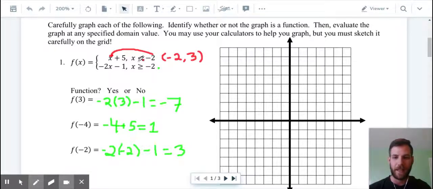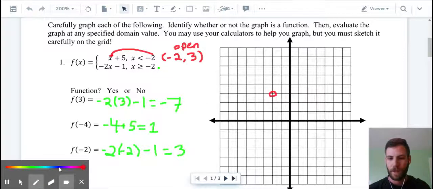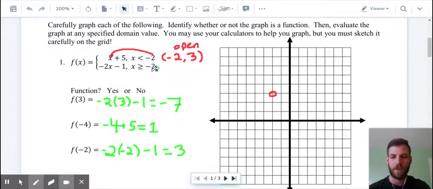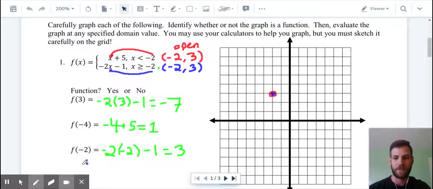So since I have a less than sign, that is going to be an open circle. So let's go to negative 2 comma 3, and I'm going to draw an open circle right there. Now for my second equation, I'm going to use negative 2 and put that into x. So that would still be at negative 2, and when I put negative 2 in here, we already know from earlier that that is equal to 3. So sometimes this will happen where your open circles and closed circles are on the same point and just working together at that same place.